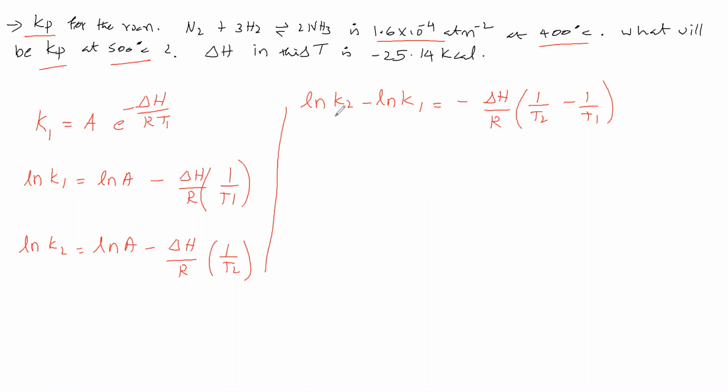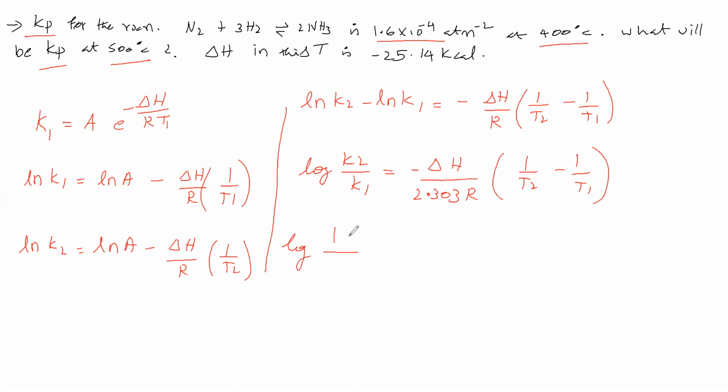Then ln K2 by K1 we write as log K2 by K1, and 2.303 will come. That 2.303 we have to write in the denominator. Log means base 10 here, ln means base e here, therefore 2.303. Okay, now we will substitute the values.